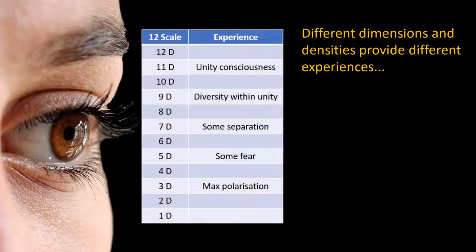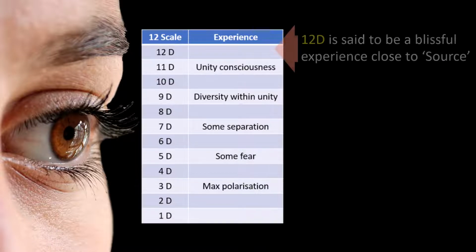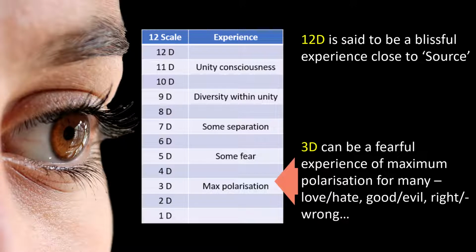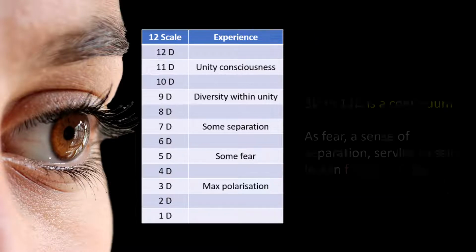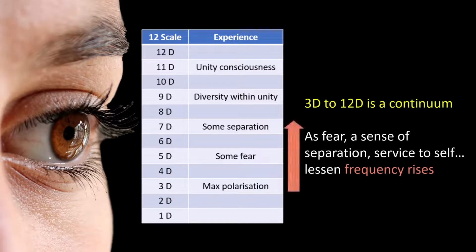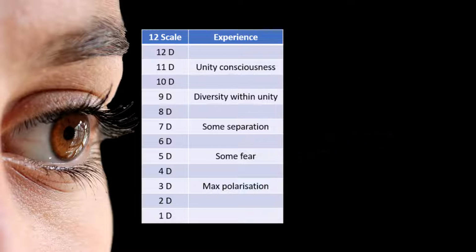Different dimensions and densities provide different experiences. 12D is said to be a blissful experience, close to source. 3D can be a fearful experience of maximum polarization for many: love and hate, good and evil, right and wrong. 3D to 12D is a continuum, as fear, a sense of separation, and service to self lessen, and frequency rises.